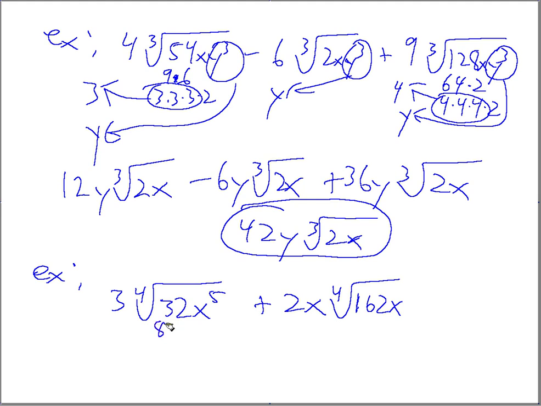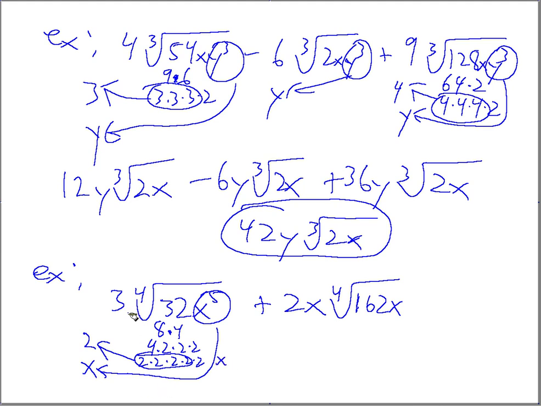32 is going to be 8 times 4. Alright? That's going to be 4 times 2 times 2 times 2, or 2 times 2 times 2 times 2 times 2, right? For these 2's for the 4 right here. So for the 4th root, we're looking for what? 4 of a kind. So we have 4 2's here. 1 can come out. This extra 2 stays inside. X to the 5th, I can take out 1x with an extra x left inside. So this is going to be 6x on the outside, 3 times 2x, right? So we have 6x on the outside, and you have the 4th root of what? 2x on the inside. Alright?